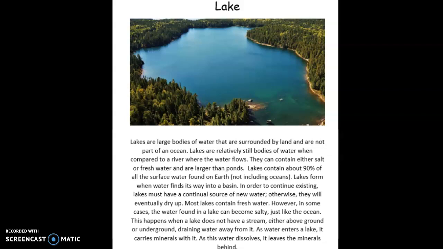Lakes are large bodies of water that are surrounded by land and are not part of an ocean. Lakes are relatively still bodies of water when compared to a river where the water flows. They can contain either salt or fresh water and are larger than ponds. Lakes contain about 90% of all the surface water on Earth, not including oceans.